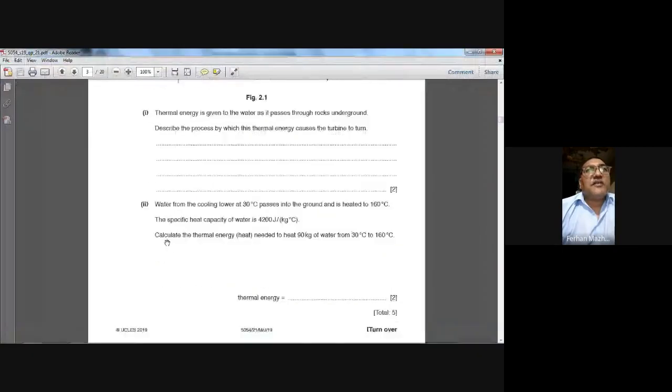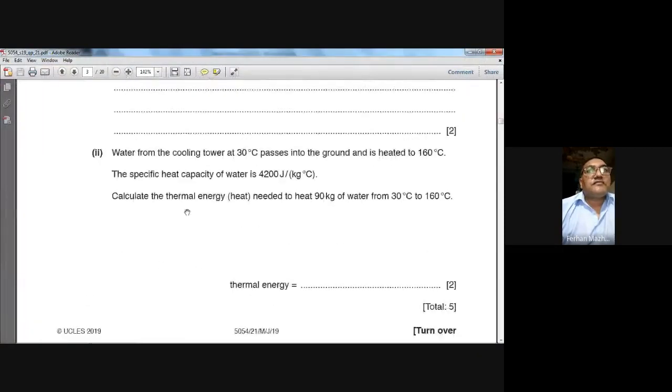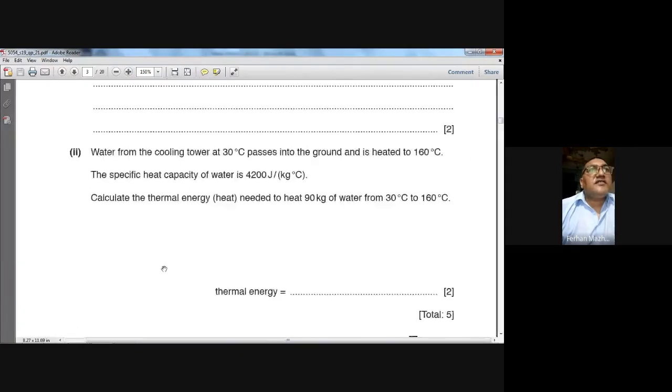Okay, we are moving to the next part of this question. It's a numerical. He says, water from the cooling tower at 30 degrees centigrade passes into the ground and is heated to 160 degrees centigrade. The specific heat capacity of water is 4200 joules per kg per degree centigrade. Calculate the thermal energy needed to heat 90 kg of water from 30 degrees centigrade to 160 degrees centigrade.